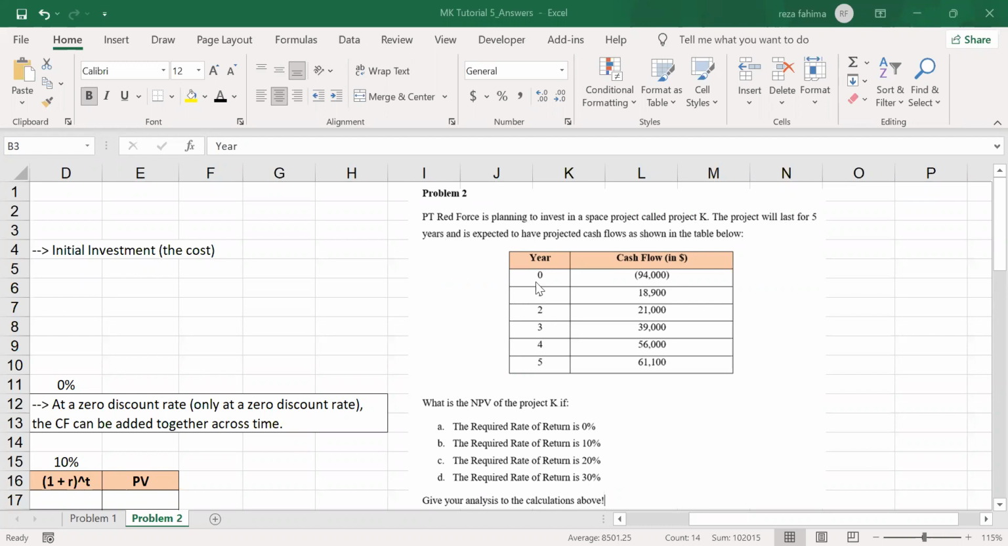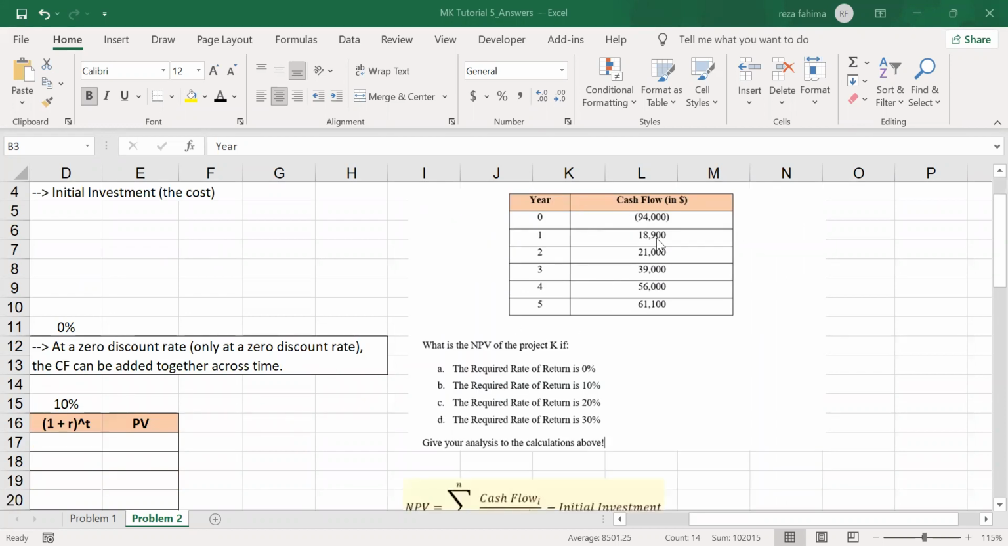And as you can see, at year zero, the cash flow is negative, which means this is the initial investment or the cost that Peter Redforce has to pay at the beginning of the investment period. And from the given information, you are asked to calculate the NPV of Project K if the required rate of return is 0%, 10%, 20%, and 30%. And you are also asked to give your analysis regarding your calculations above.